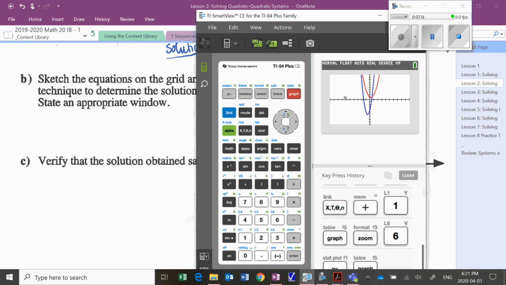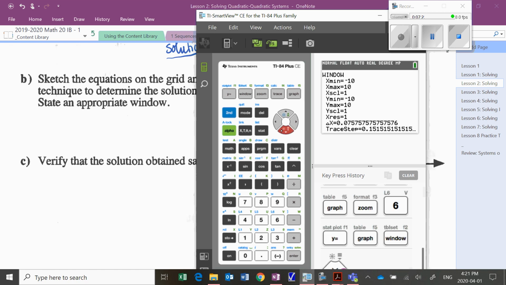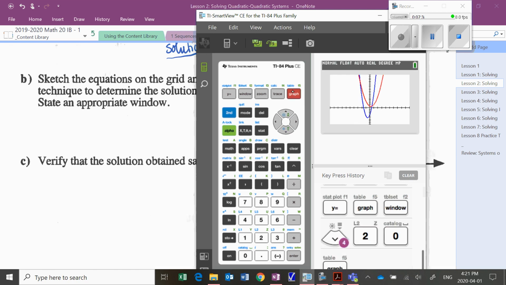So for the window setting, certainly we can carve off a little bit on the x min and y min if we wanted to, but the most important thing is for us to be able to see that y maximum. So let's go to our window and we'll adjust our y max. Since we know that correct answer is 16, I definitely want to go higher than 16, so 20 would certainly work. And so if we graph that now, we can see both intersection points.